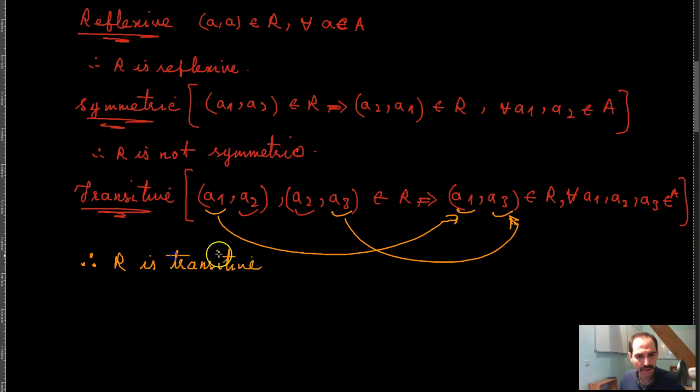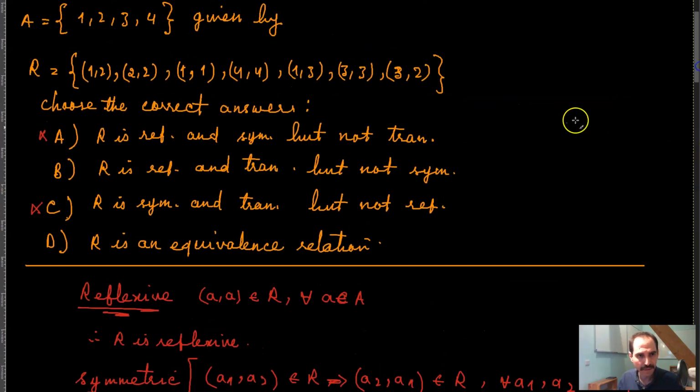R is actually transitive, which means that R is reflexive and transitive, but not symmetric. So B is actually the correct answer, and so therefore this is also the wrong answer, because since it's not symmetric, then it cannot be an equivalence relation. So then you can say that the correct answer is B, right?